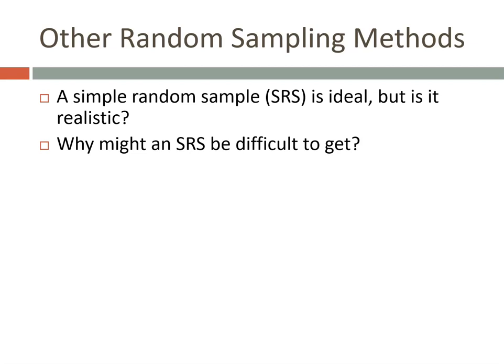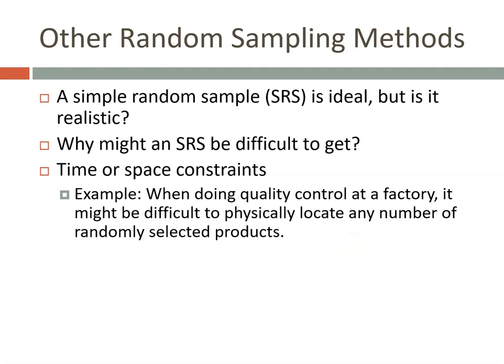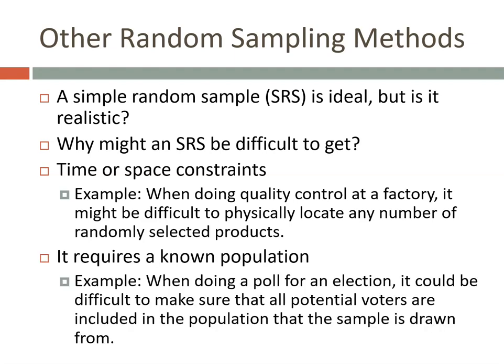So what are some reasons why a simple random sample, which can be abbreviated SRS, might be difficult to get? Well, maybe there are time or space constraints. For example, if you're doing quality control at a factory, it might be difficult to physically locate any number of randomly selected products. Also, in a simple random sample, you have to number every individual in the population. Every individual needs to be either written on a piece of paper or numbered, and that can be challenging. Another thing is that it requires a known population.